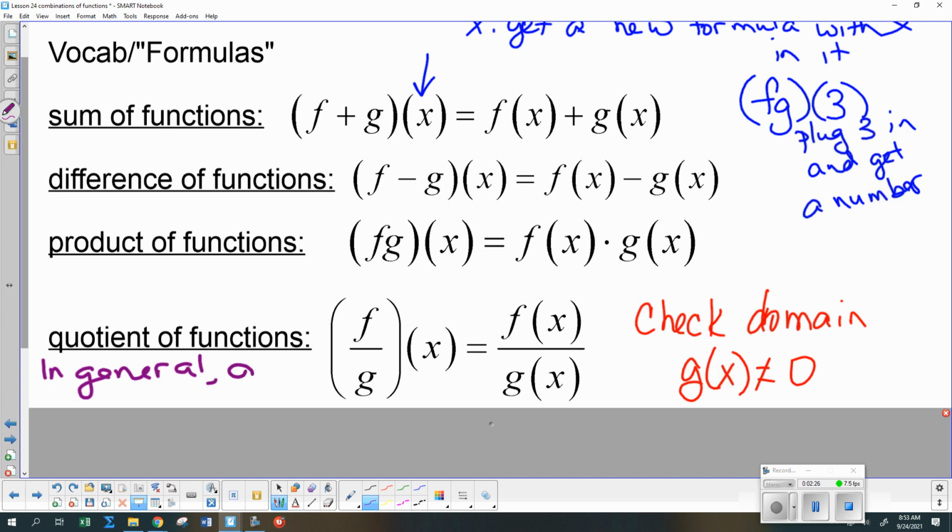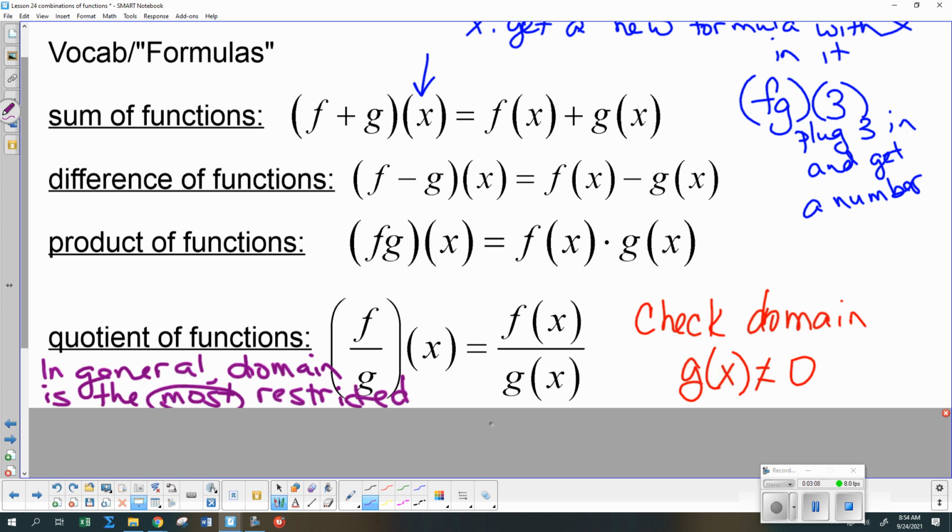In general, on all of these, the domain is going to be the most restricted. If f is something that 2 doesn't work in, even if 2 works in g, I have to throw 2 away for any of these where I put them together. If there's something that doesn't work for f, it doesn't work for f plus g, or f divided by g, or f times g, or any of the ways of putting it together. So if it's restricted once, it's restricted in the final thing.